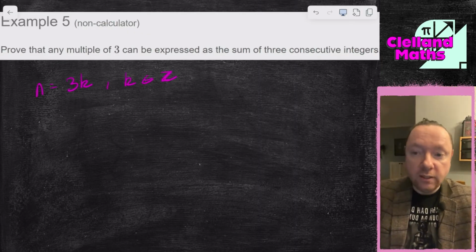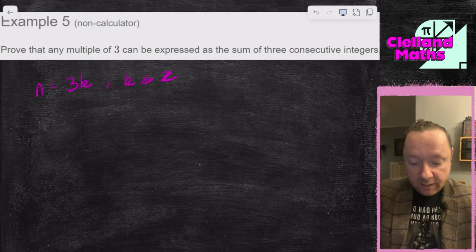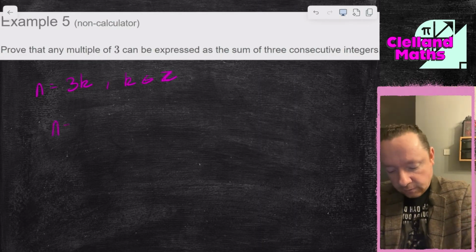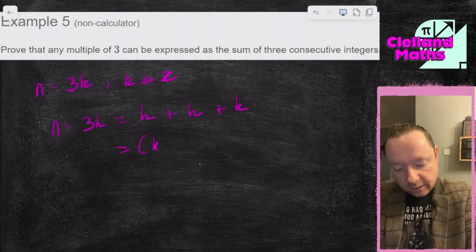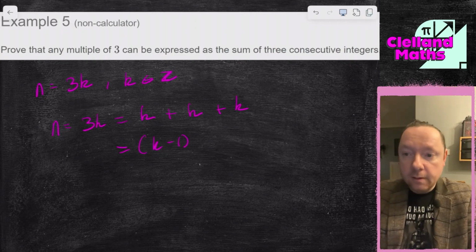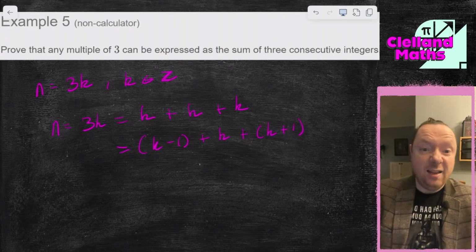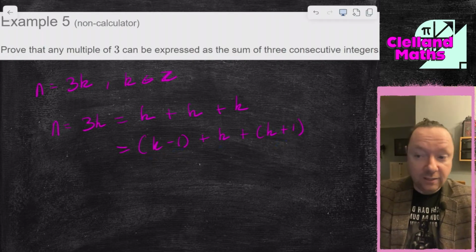So there's a couple of ways you can do this. You could write out k minus 1, k, and k plus 1, and if you add them together, prove that you get 3k back. Or you can start with 3k, which equals k plus k plus k. And then does that equal, well, let's take k minus 1 plus k plus k plus 1. Well, I've written it, but is it true? Well, we've got k plus k plus k, minus 1 plus 1 is 0. So yeah, that's it, we've done it.